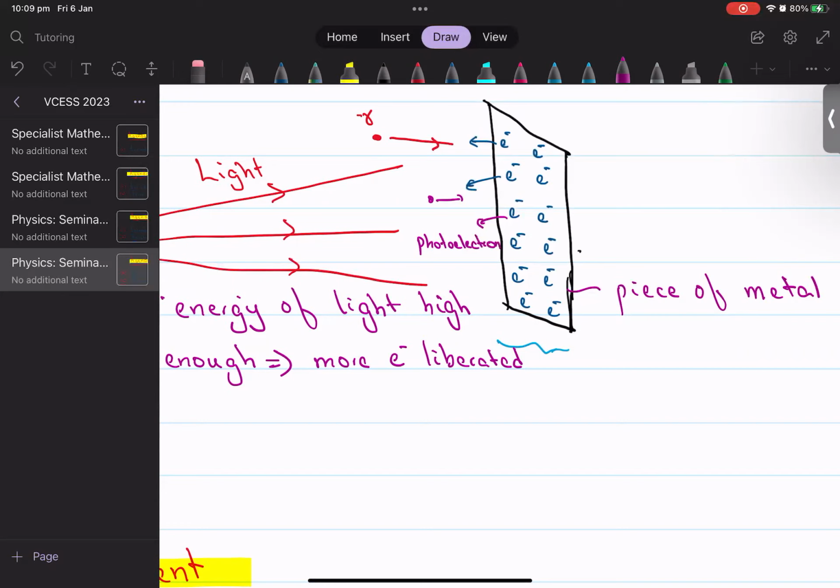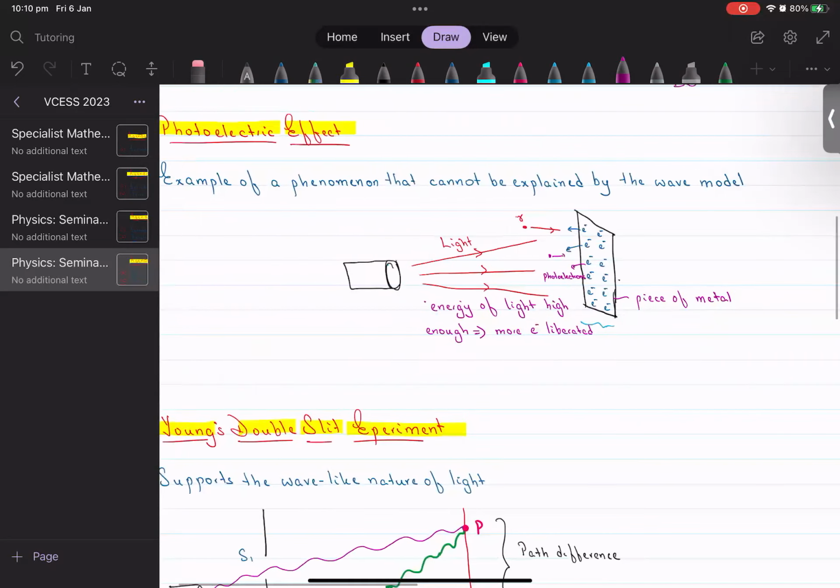Photo means generally stuff to do with light. So photoelectron means an electron that has left the surface of a metal as a result of the photon hitting it and liberating the electron. So that's what a photoelectron is.